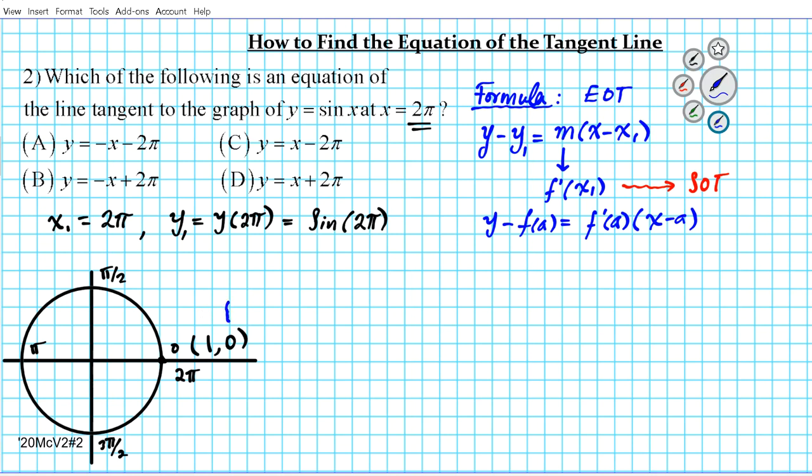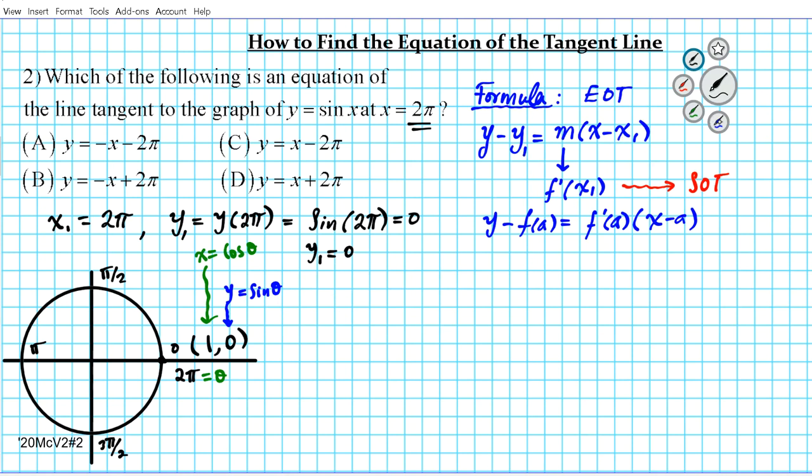Your y coordinate is your sine, so y sin, don't forget. The y coordinate is equal to sine theta, and your x coordinate is your cosine, so x coordinate is cosine theta. In this particular case, our theta is 2 pi. So we're looking for what is sine of 2 pi. Sine of 2 pi is the y coordinate, and as we can see, sine of 2 pi is 0. So y1 is equal to 0. Perfect, so we have x1 and y1.